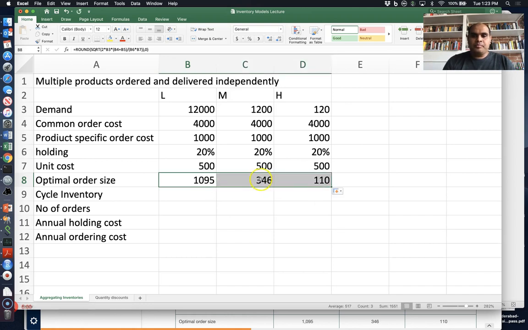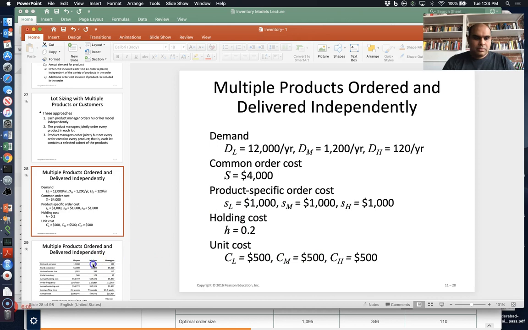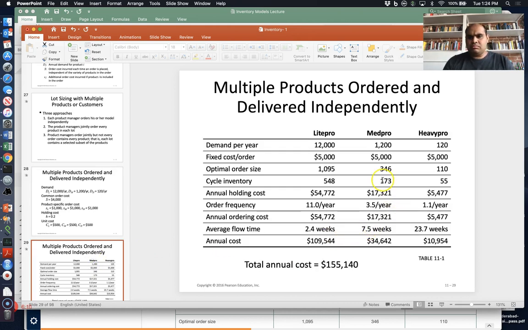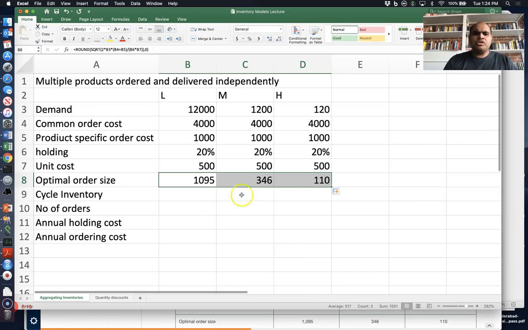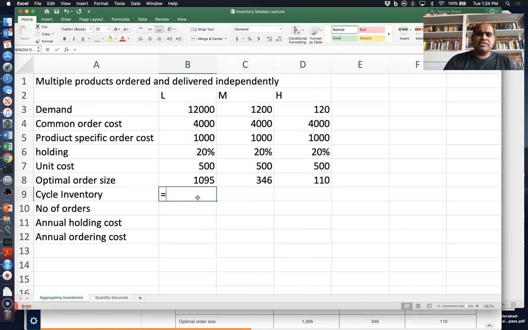There you go. So medium pro is 346 and heavy pro is 110. Let's make sure I have the same numbers as them. Yeah, 346 and 110. Exact same numbers. Okay. I just want to show you how to do the model. So cycle inventory is just half of the optimal inventory. So that's the cycle inventory. There you go. Cycle inventory can have decimals.